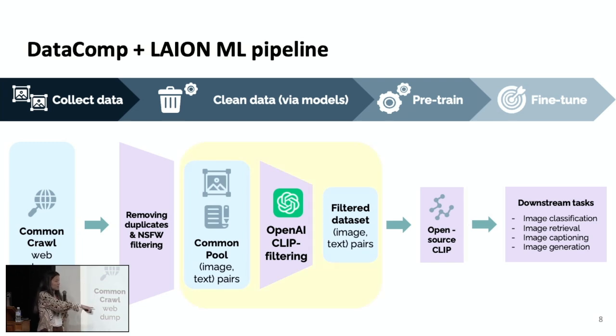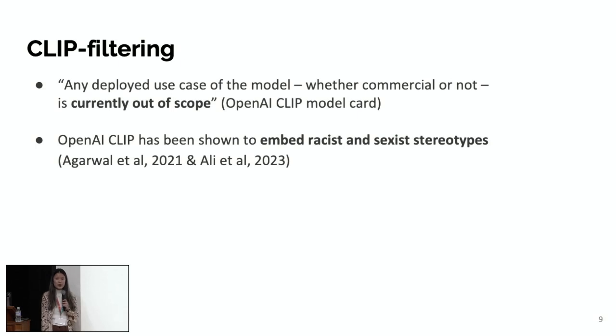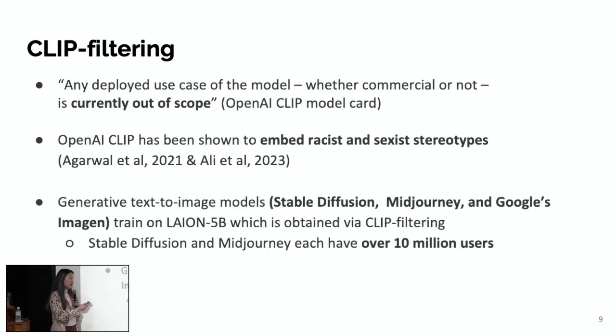Okay, so I want to highlight this CLIP filtering step here, since at first glance, it already seems very odd that we're using a trained CLIP model to filter data to train another CLIP model. In fact, according to OpenAI, CLIP is not intended for filtering. Their model card states that any deployed use case of the model, whether commercial or not, is currently out of scope. This is with good reason, as there's a lot of prior work that shows that OpenAI CLIP embeds racist and sexist stereotypes. Despite all of this, popular generative text-to-image models like Stable Diffusion, Midjourney, and Google's Imagen all train on subsets of LION 5B, which is obtained through CLIP filtering.